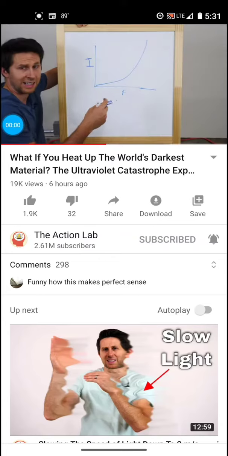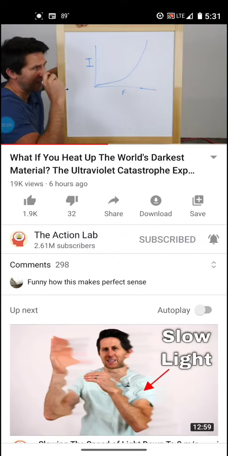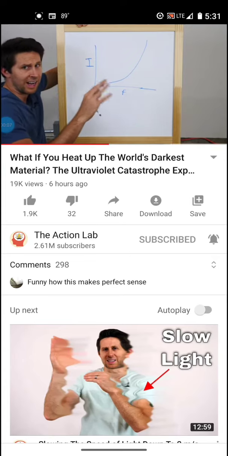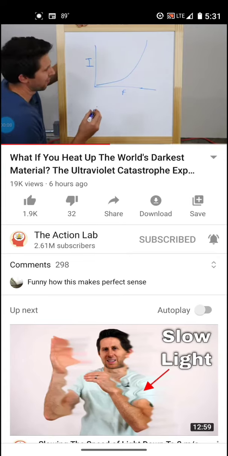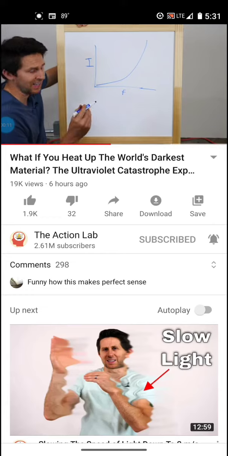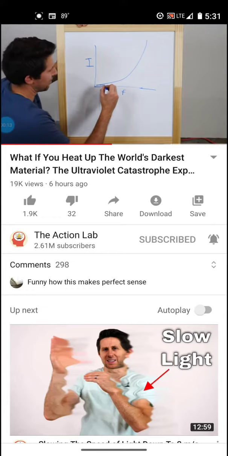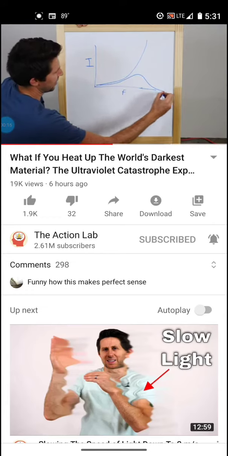According to classical mechanics, if we keep heating our black body radiator up, it should start to emit a lot of UV light, and even X-rays and then gamma rays. But it turns out that's not actually what happens. This is what it actually looks like.